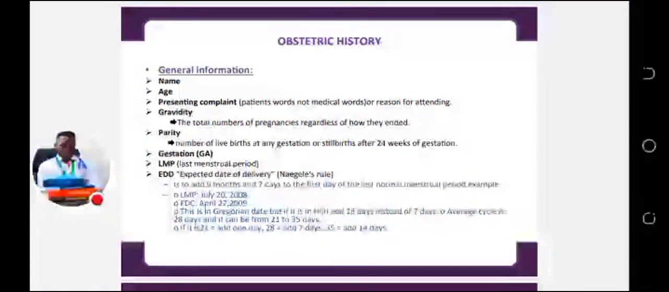So if it is 21 days, then add 1 day, or maybe we say 28, you need to add 7 days. Then if it is 35 days, add 14 days. Okay, then that will bring you to the expected date of delivery.